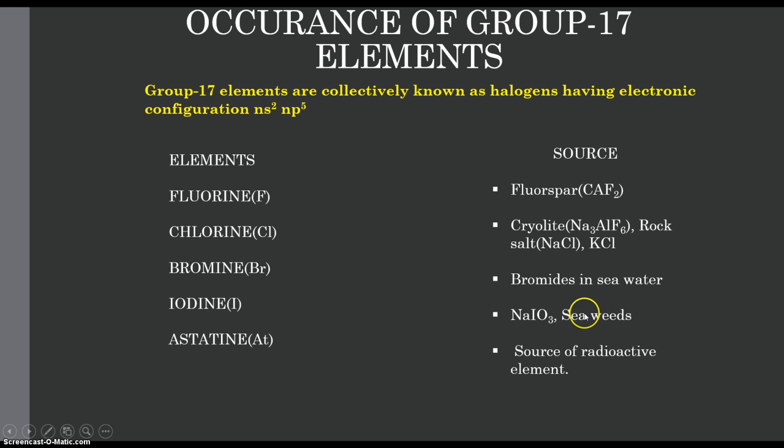Astatine is a radioactive element, and it is found through the process of spontaneous decay of a radioactive element. So astatine has a radioactive element as its source.